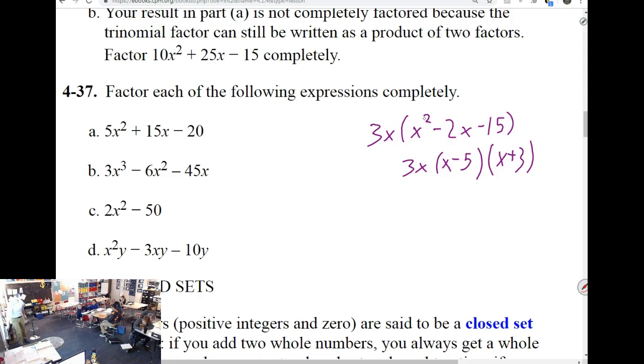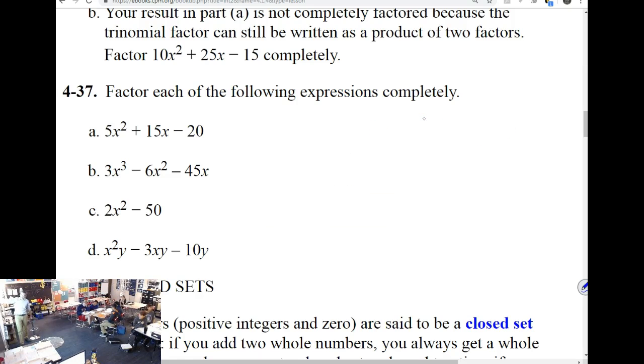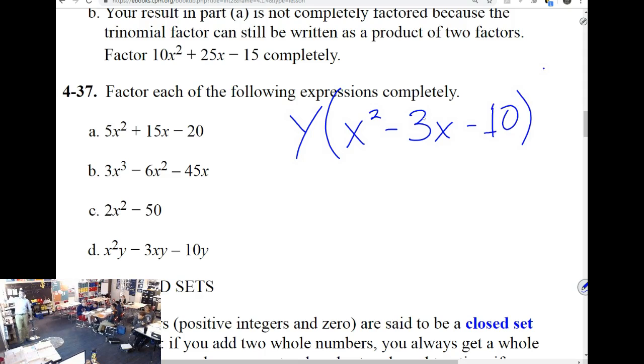D, what's the common factor out that we can do? Oh, come on. What's common in D? The Y. I didn't even make a joke about it because I asked you. Why did you want us to know? I don't see why that's important. There's a why.